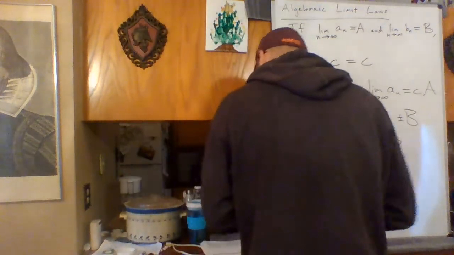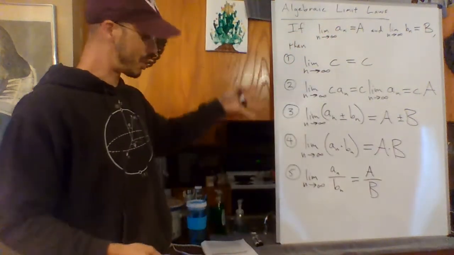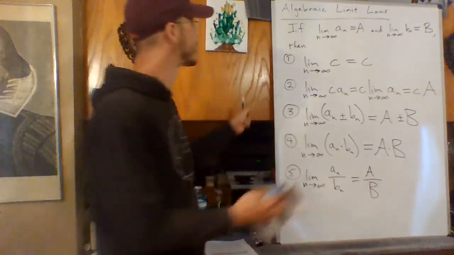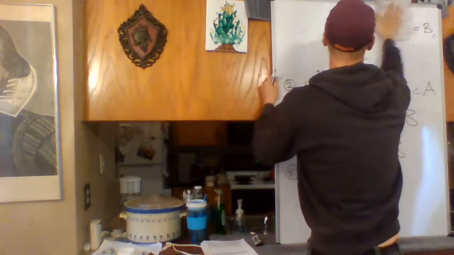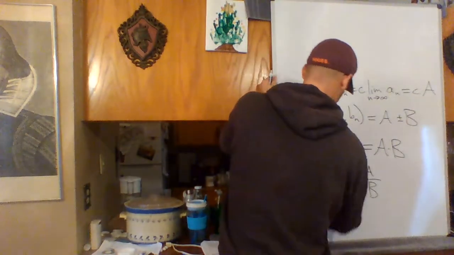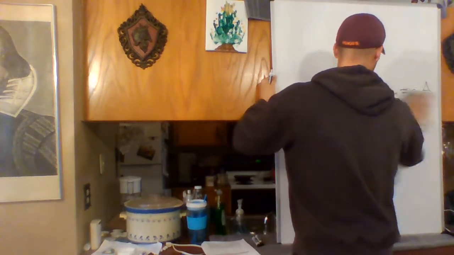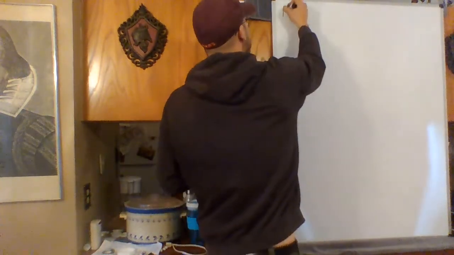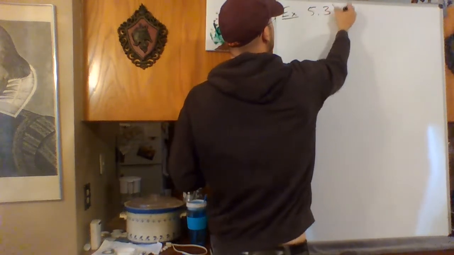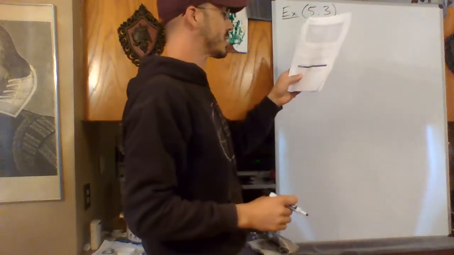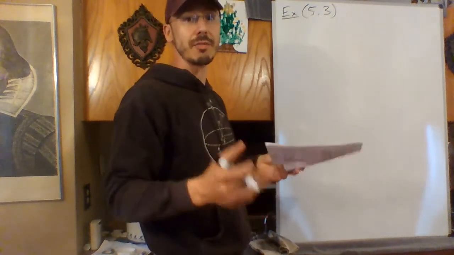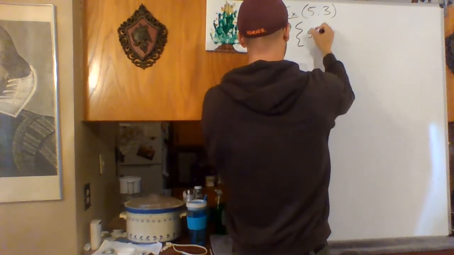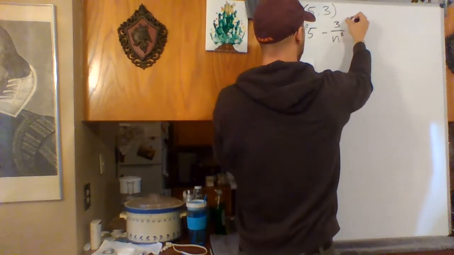Okay, so I've got some examples to demonstrate how to use these algebraic limit laws. Page 435 is where they state these laws and where these examples come from. So let's look at a few of these. And this is called example 5.3. It says for each of the sequences to determine whether or not the sequence converges. If it converges, find its limit. So for part A, they give us 5 minus 3 over n squared.